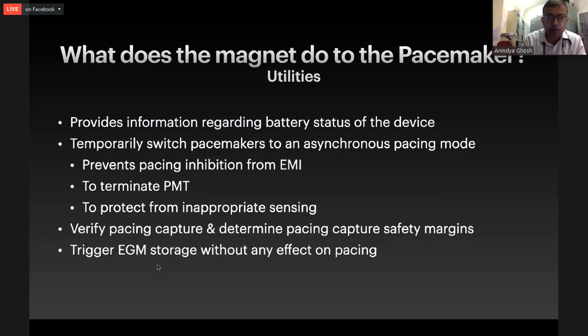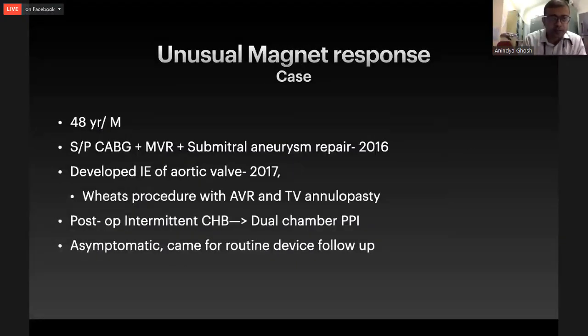Now, with this background knowledge, I go to the case in question, which is of a 48-year-old male who had coronary artery bypass grafting and a mitral valve replacement with submitral aneurysm repair in 2016. He did well for 1 year, then developed infective endocarditis of the aortic valve, and subsequently underwent an ascending aortic repair and an aortic valve replacement with tricuspid valve annuloplasty. However, in the immediate post-op period, he developed a complete heart block, for which a Medtronic dual-chamber permanent pacemaker with an RV apical lead was implanted.